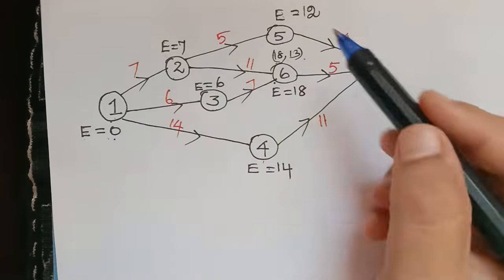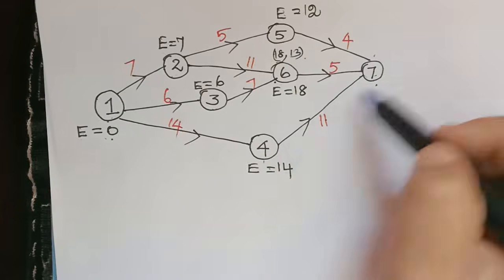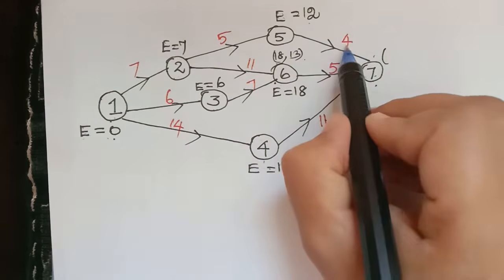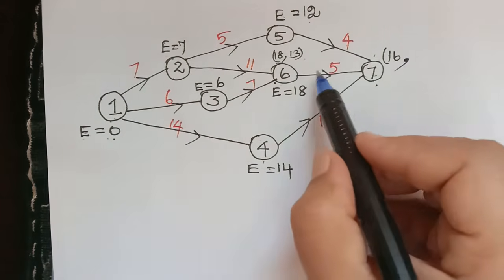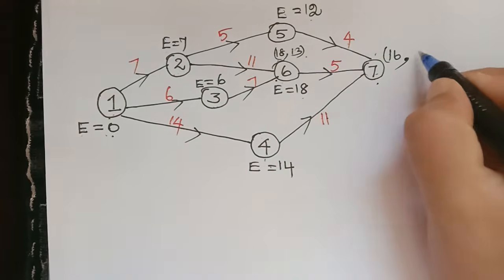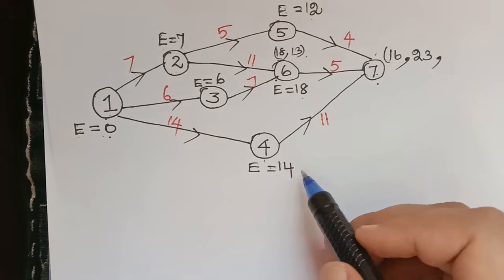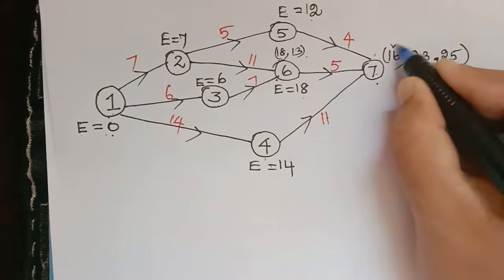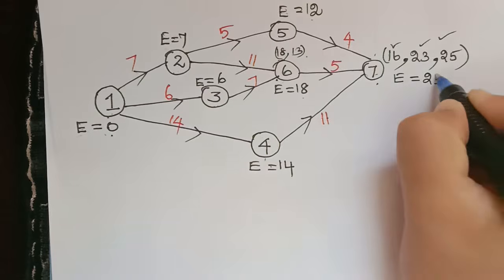And then finally we are left with the activity 7 for the event 7, for which we have 3 activities getting into it. So we have to choose the maximum of 12 plus 4, which is 16, comma, and then here we have the value of E to be 18. So 18 plus 5, that is 23, comma, here we have the value of E to be 14. So 14 plus 11, which is 25. So we have the 3 values here, and the maximum of these 3 values is E equals 25.